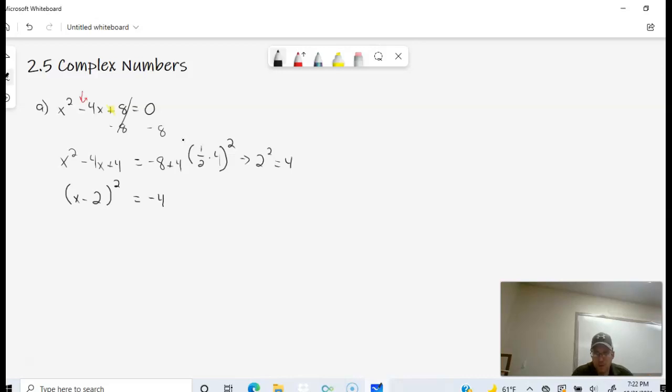This is why we're learning about this lesson now. Previously, if you would have had a negative on this side, you probably would have said there's no solution. But now we know that we can take the square root of both sides, which we call extracting the square root. When we take the square root of both sides, we're left over here with x minus 2, and over here we're going to be left with plus or minus the square root of -4.